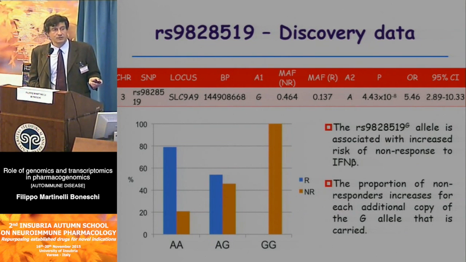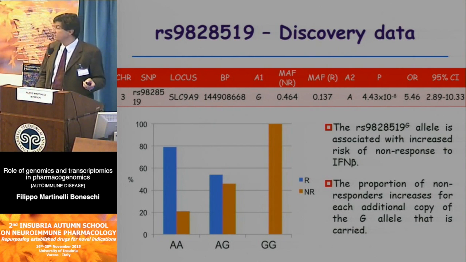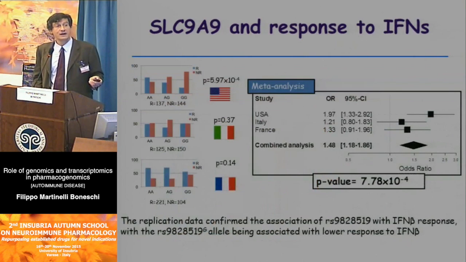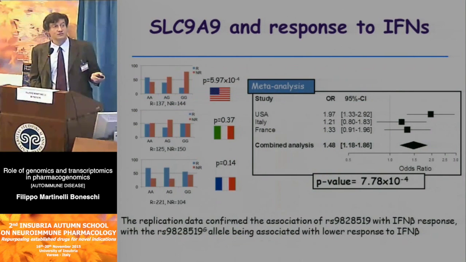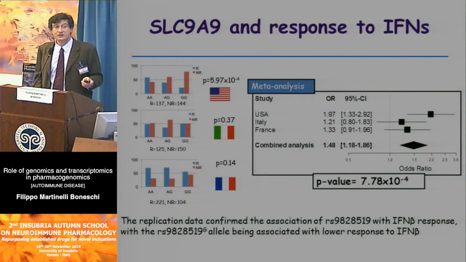And it was important also, by stratifying patients according to genotype, to look for an additive effect. So the more G alleles carried, the higher the likelihood of not responding to the treatment. And then we have to do what is very important in genome-wide studies. We have to replicate our findings in 3 additional cohorts of patients. And here you can see that the direction was the same.